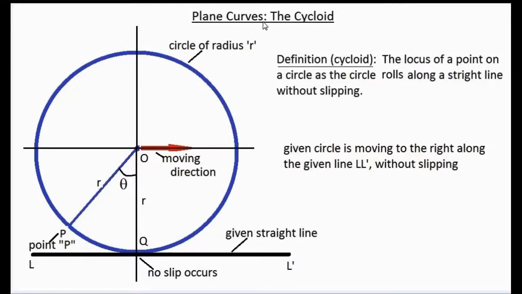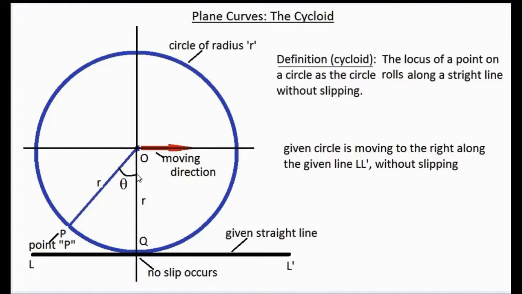Plane curves, the cycloid. Definition: the locus of a point on a circle as the circle rolls along a straight line without slipping. So we are given a circle of radius r units. It is moving to the right as shown here, and it's moving along a given straight line L L prime without slipping. So currently point Q is in contact with the straight line and there is no slip occurring between the circle and the straight line at the point of contact.